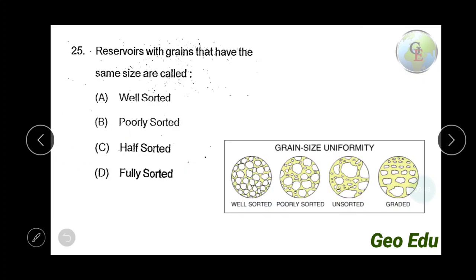Next question: reservoirs with grains that are the same size are called: option A well sorted, option B poorly sorted, option C half sorted, and option D fully sorted. Here the answer will be well sorted. As you can see, these are well sorted grains, almost the same size, and these are poorly sorted. These are unsorted, meaning there is a large difference between a very large grain and very small grains. This is graded, meaning larger grains will be at this side and the top side will be finer. So well sorted will be the answer, option A.